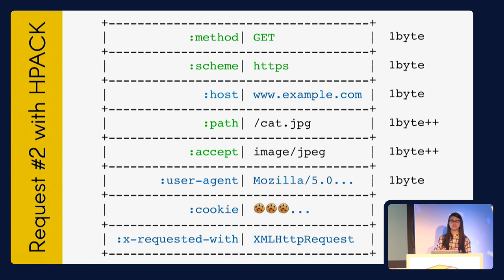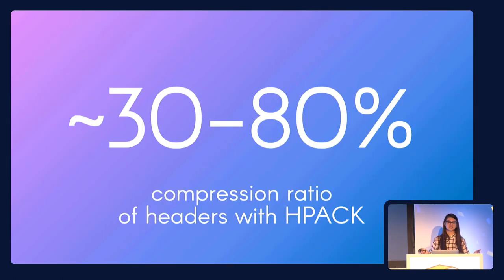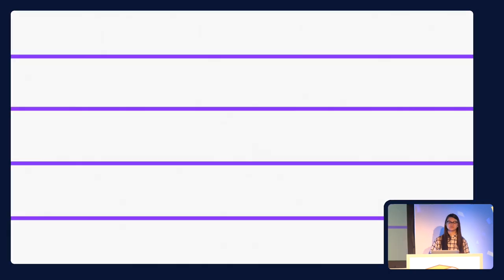So when the second request comes in with its own set of headers, we do the following. We encode using the static table. These are all the headers marked in green. We encode using the dynamic table all the headers marked in blue, due to the previous values that we have saved in it. And the rest is encoded using Huffman code. This kind of compression can reduce anywhere from 30 to 80% of header bytes.